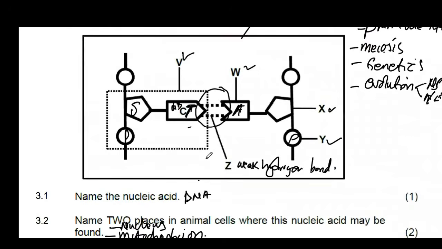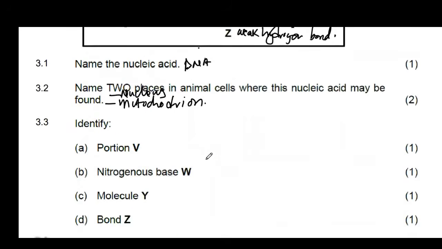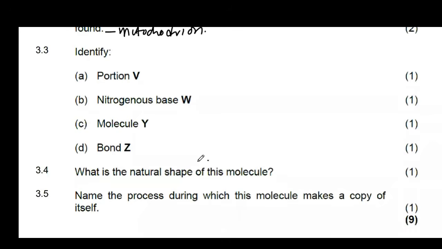Bond Z. What is bond Z? Bond Z is weak hydrogen bonds. So I think we have seen the answer here. Weak hydrogen bond, phosphate group, nitrogenous base, we have seen it, and then portion W, which is the nucleotide.